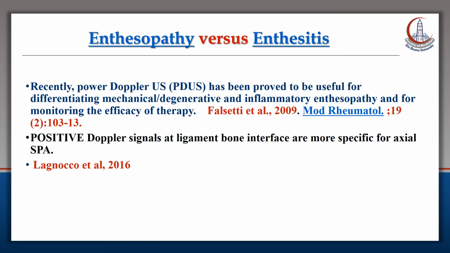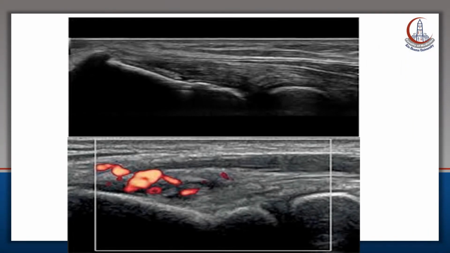Please remember, positive Doppler signal at ligament-bone interface is more specific for axial SpA. This is an example of enthesopathy with common extensor tendon pathology. It appears thick, hypoechoic, however, not associated with bone irregularity. And here, the same case of common extensor tendon enthesopathy, but with positive Doppler signal.